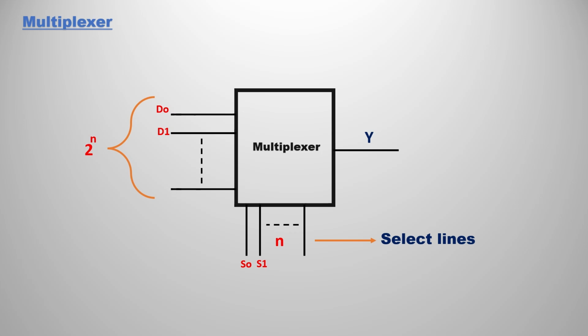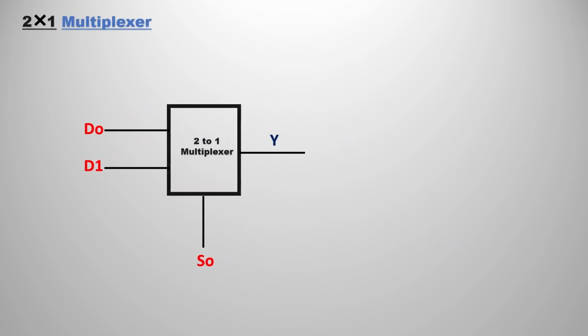So we have a total of 2 power n inputs and 1 output. This is very important. And you have some select lines. So n select lines and 2 power n inputs. Based on this we can judge the output. So that is the general block diagram.